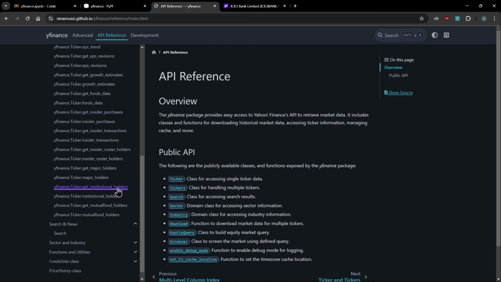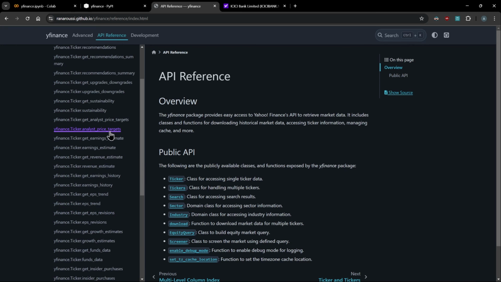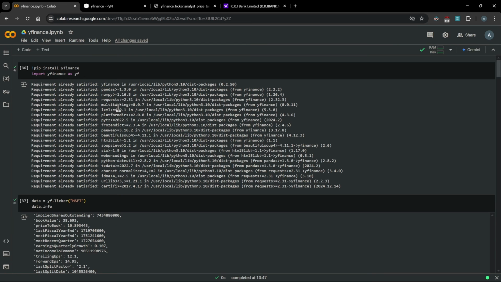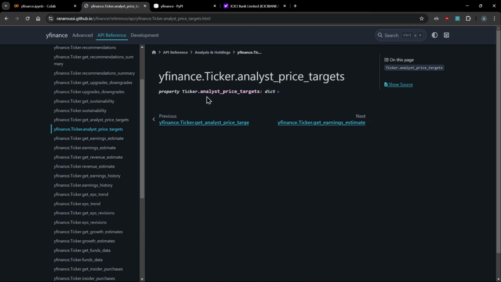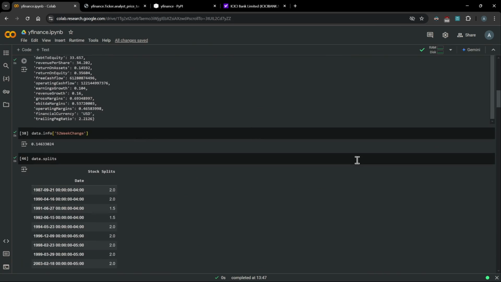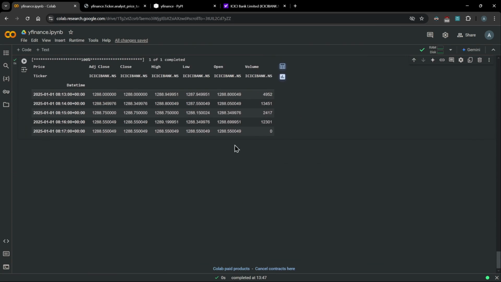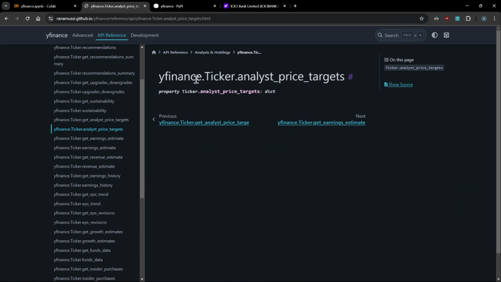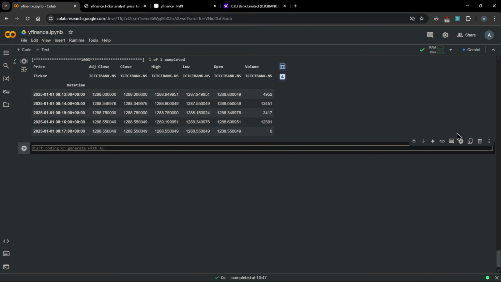Let's say we had used institutional holders. Let's say you want analyst price targets. You can just see here how to use it, and you can just implement it here. So it says ticker.analyst_price_targets, and it returns a type dictionary. So you can just go here, just showing an example of how to use the API reference. So this is how it is. So ticker is our stocks keyword.